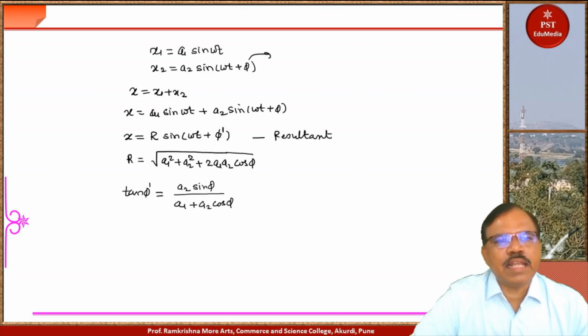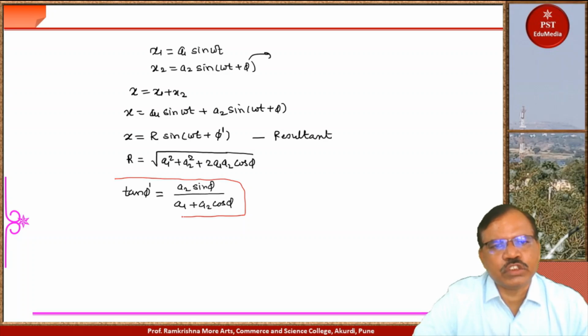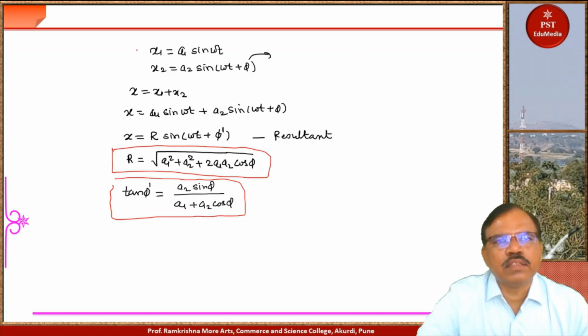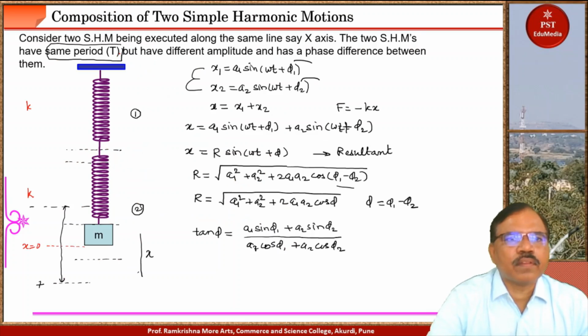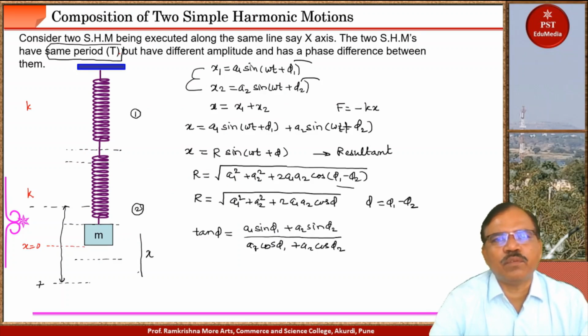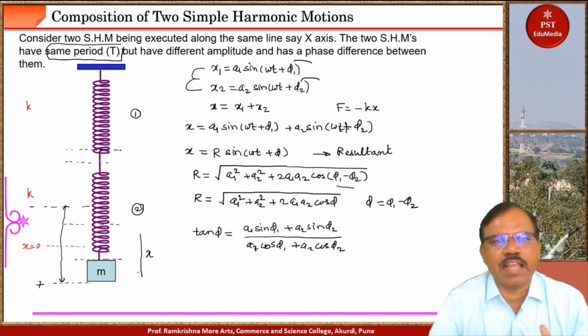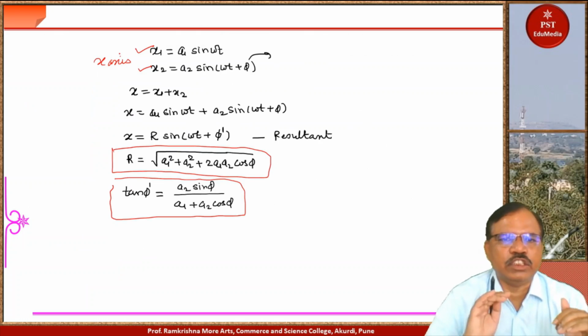So here tan phi is equal to this, and R is the resultant one for these two simple harmonic motions along the x-axis. So here this is an example for that. Only we have taken x1 is A1 sin omega t, x2 is A2 sin omega t plus phi. So we get here this.